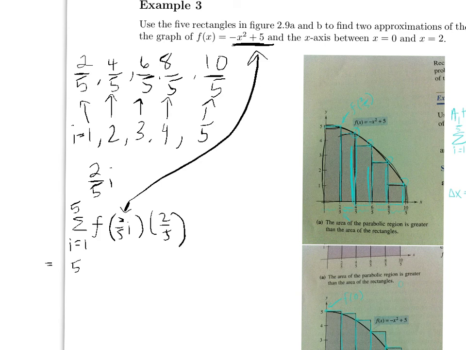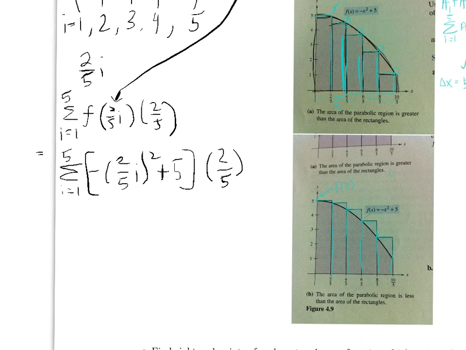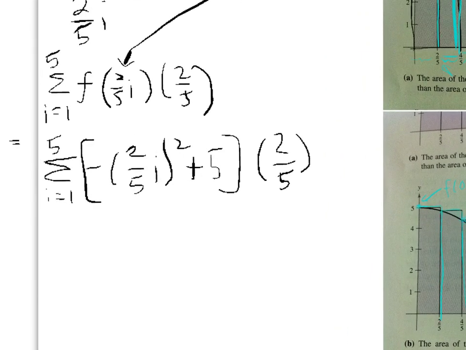So this is the sum from i equals 1 to 5 of negative (2/5 i) squared plus 5, all times 2/5. All right, from here, it's actually a pretty easy summation problem. We rearrange so our i is by itself, squared, and do the sum. All the others are constant. I'm not going to go through all the details of that for this particular example.